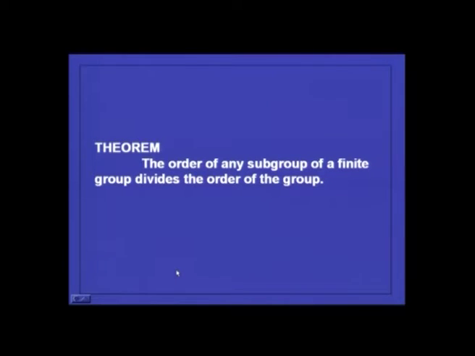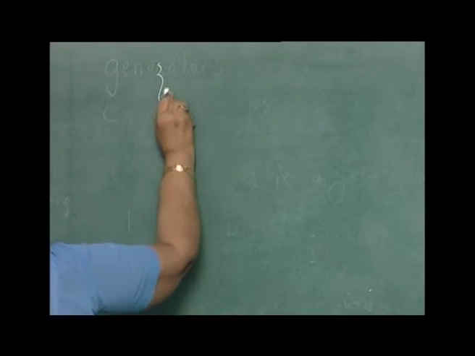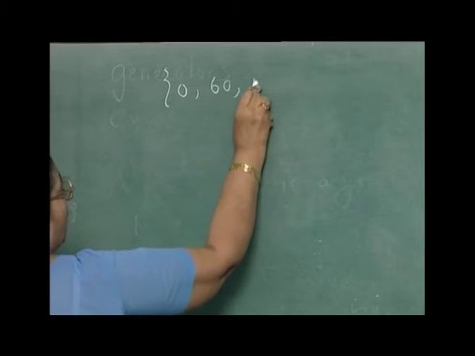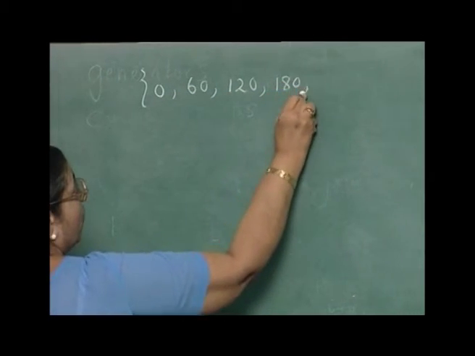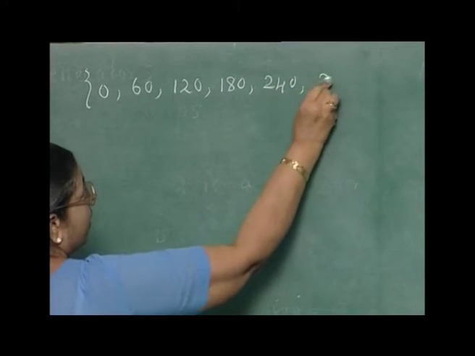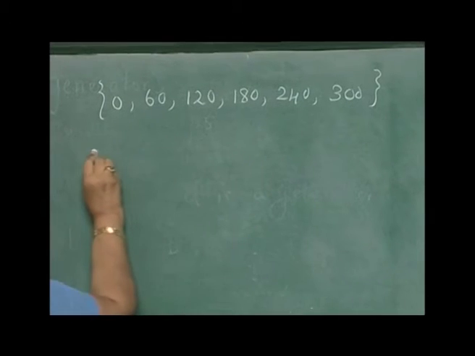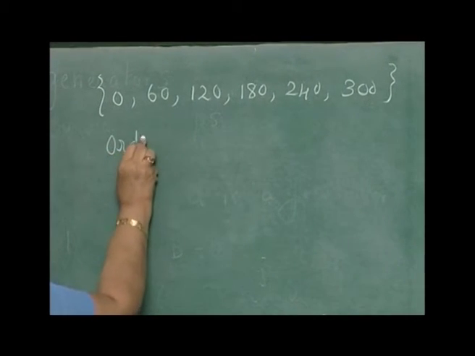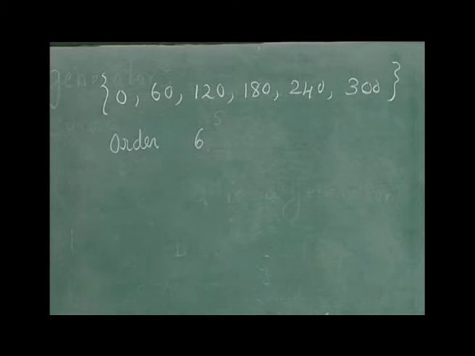This gives you the result that the order of any subgroup of a finite group divides the order of the group. Now, we are considering only finite groups. Let us take the example of the rotation again. You have 0, 60, 120, 180, 240, 300. What is the order of the group? Order is the number of elements here, it is 6.